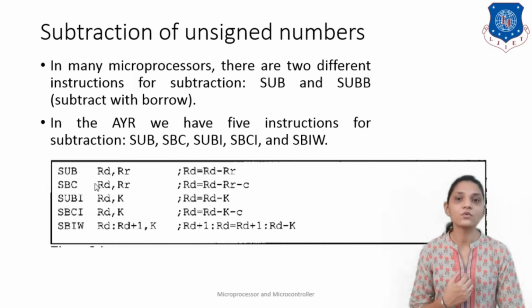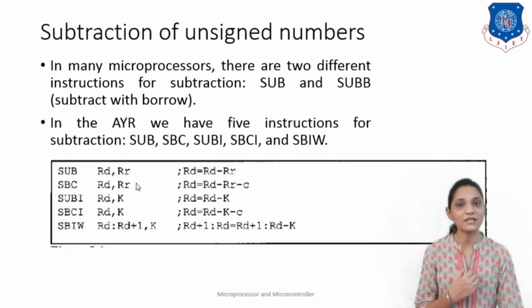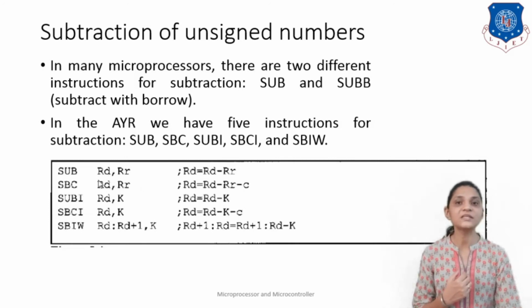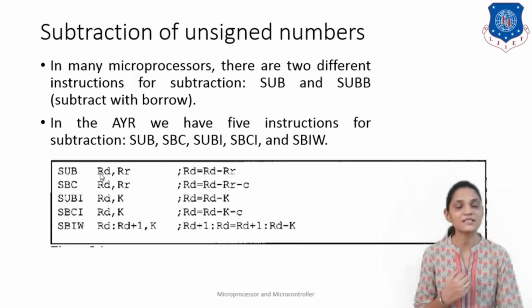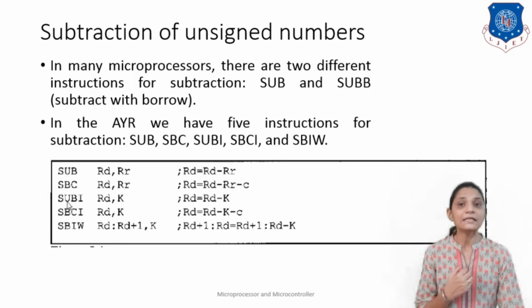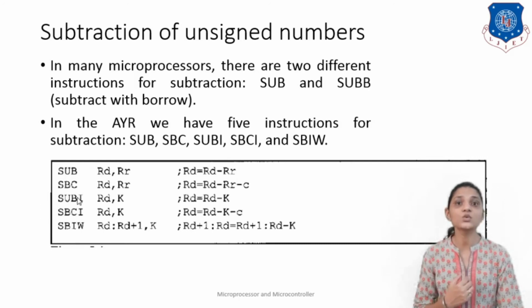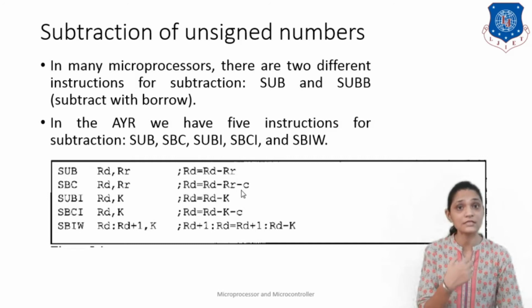In SUB, we have the instruction SUB RD, RR. The operation done is RD equals RD minus RR. So RR is subtracted from RD. In SBC, that is subtraction with carry, the subtraction operation is done but with carry. Whatever your carry, if it is 1, then 1 is subtracted after the subtraction operation of RD and RR. And if it is 0, then 0 is subtracted. So this is SBC, that is subtraction with carry.